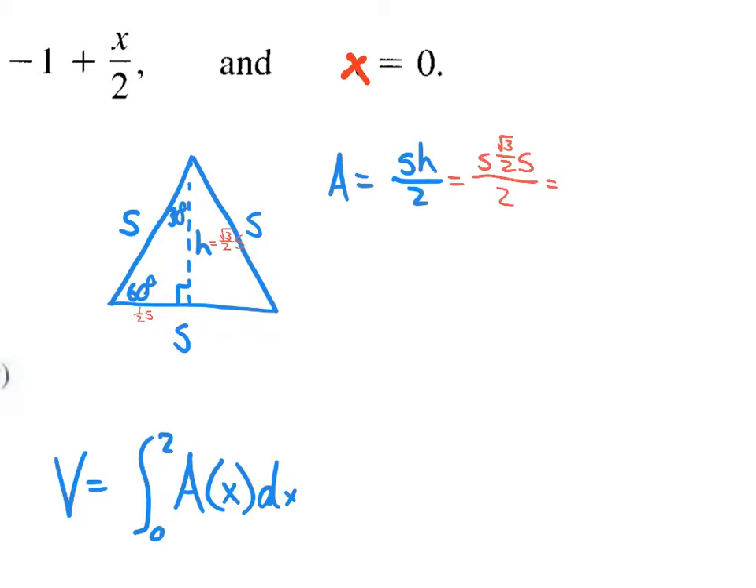Which obviously would simplify to radical 3 s squared over 2. Now, or sorry, over 4. I had a half on top and a half on the bottom. Okay. Now, that, by the way, is the formula for the area of an equilateral triangle. Notice I haven't used anything from the actual problem yet to do that. That is a formula. It might be handy to know.